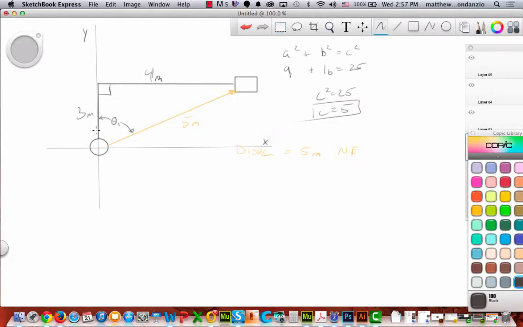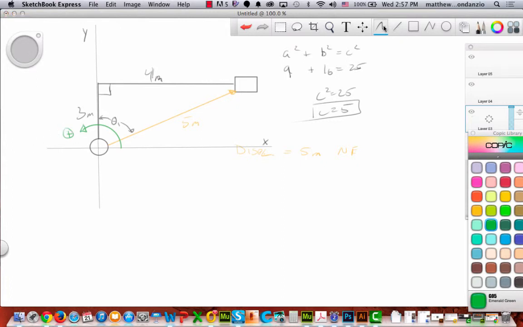I've got theta 1. Here's the issue, guys. When I talk about theta, I need to have a direction. Theta has a direction. It starts horizontally. It doesn't matter which way it starts, except that going counterclockwise, that's a positive angle.